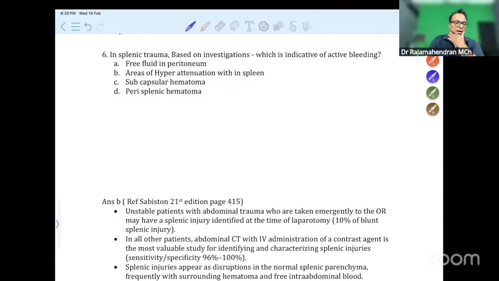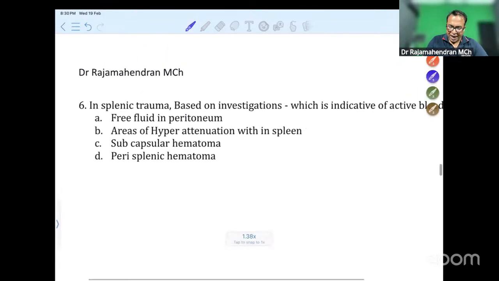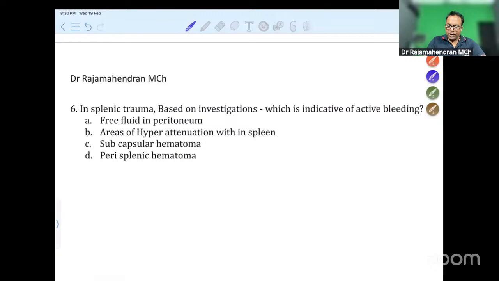And now splenic trauma. It may be a trauma question or a splenic question based on the investigation, which is indicative of active bleeding. So free fluid in the peritoneum, areas of hyperattenuation within the spleen, subcapsular hematoma, perisplenic hematoma. So there's a grading of spleen. I hope you know AAST grading, you should go through AAST grading.